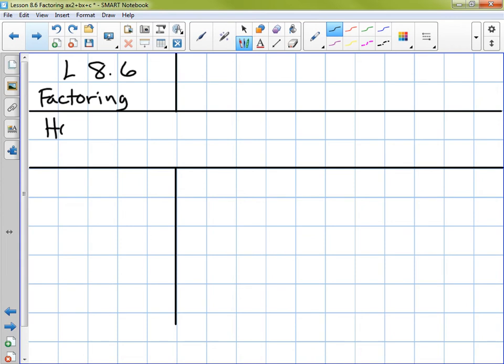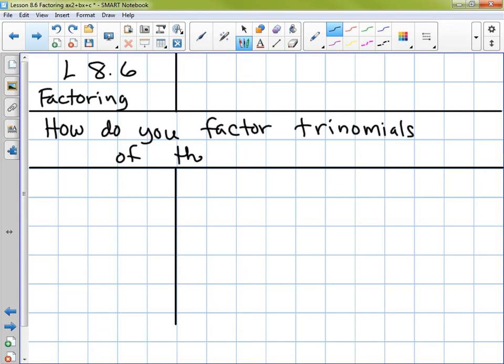Your essential question: how do you factor trinomials of the form ax² plus bx plus c? And I have 5 examples. They're just 5 of the same type of problems so that you get the hang of it. And here we go.